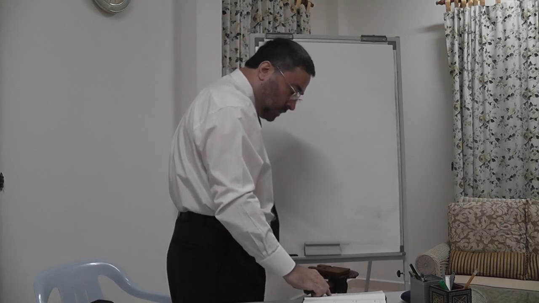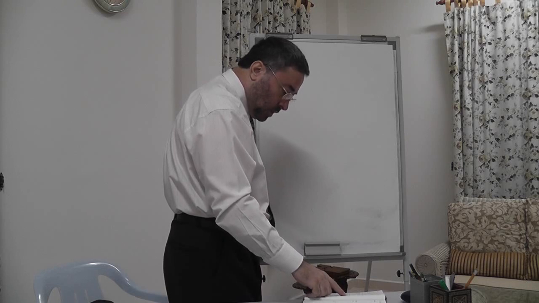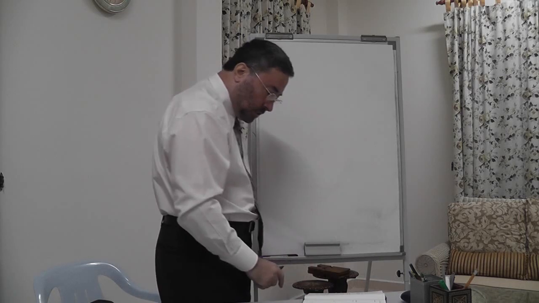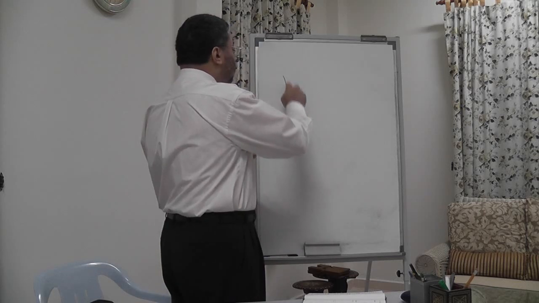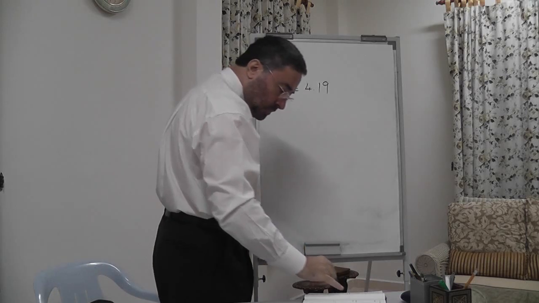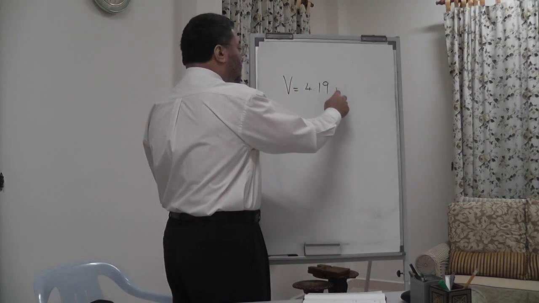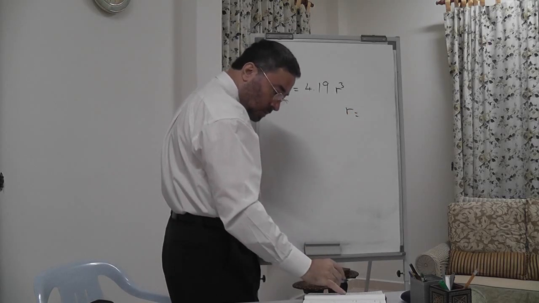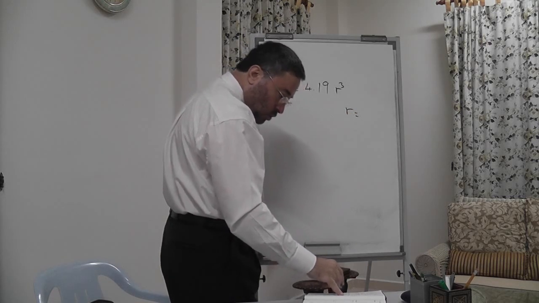The red exercises, they have formulas. The first formula is in exercise 60, V equals 4.19 R cubed. We are evaluating this for R equals 2.1.